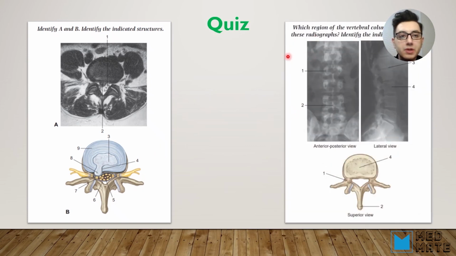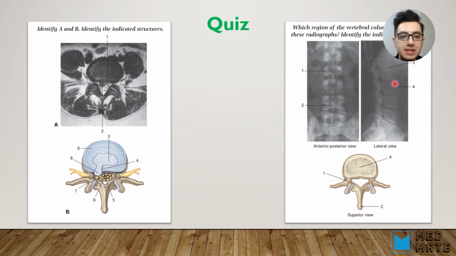Which region of the vertebral column is imaged in these radiographs? Identify the indicated structures. Alright, so here you can see the lumbar vertebrae, and what we can see, number 2 is the spinous process and the body. Number 3 here is in between 2 vertebrae. Here you can see the intervertebral disc.